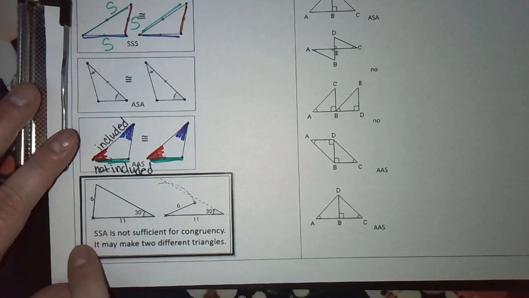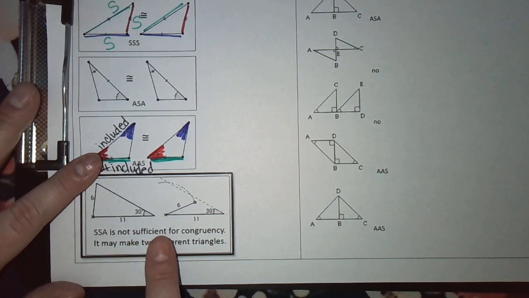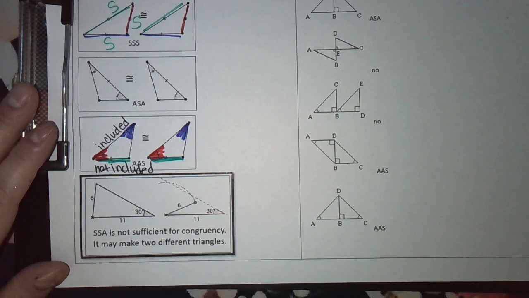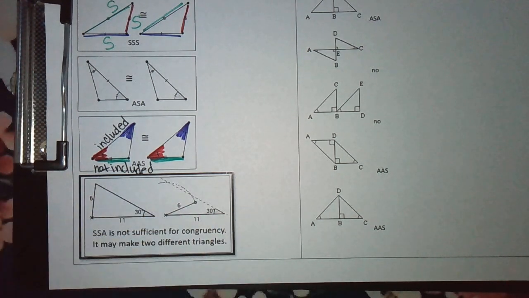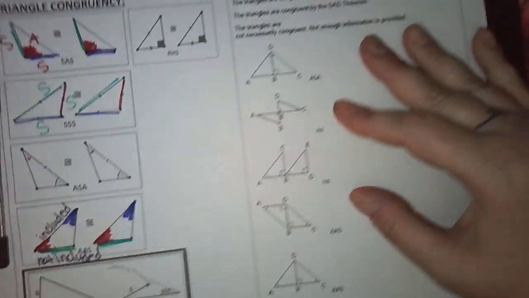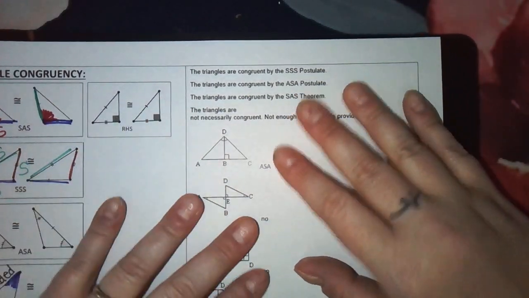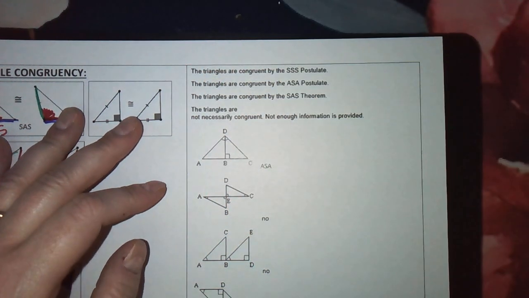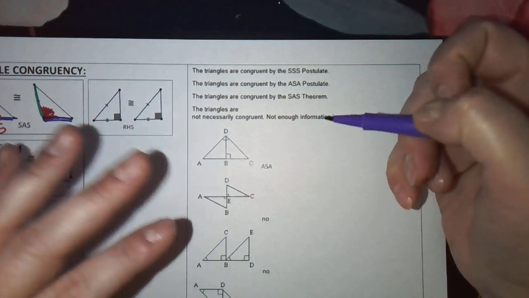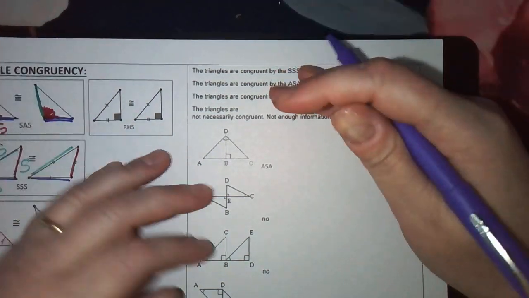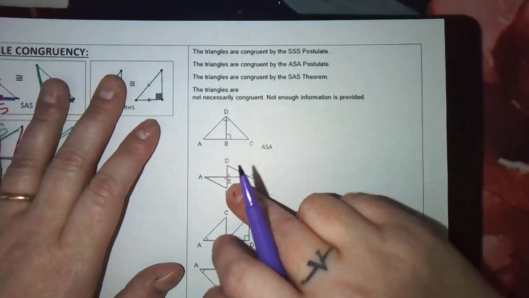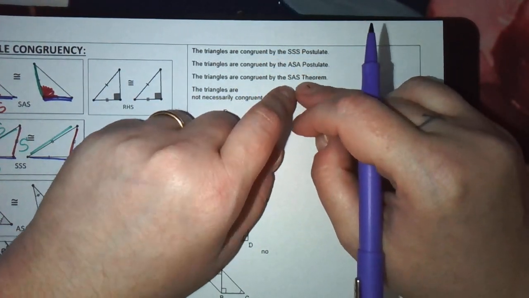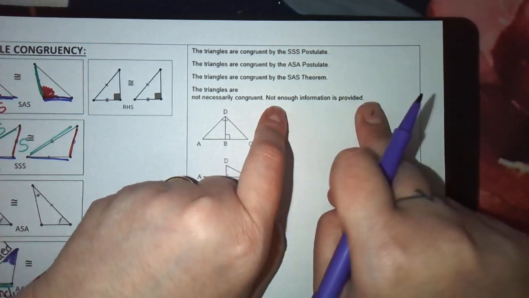Okay, and then the last thing is SSA is not sufficient for congruency. So side side angle does not mean you have congruent triangles. Okay, so let's look at this homework problem. You're only going to have one of these pictures, but I did all the possibilities so everybody would know. You're going to have a homework problem that says, tell whether the triangles created are congruent and why. And we either say SSS, ASA, SAS, or that they're not necessarily congruent.